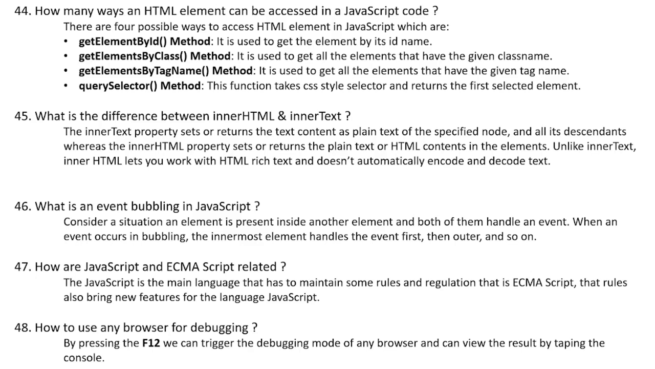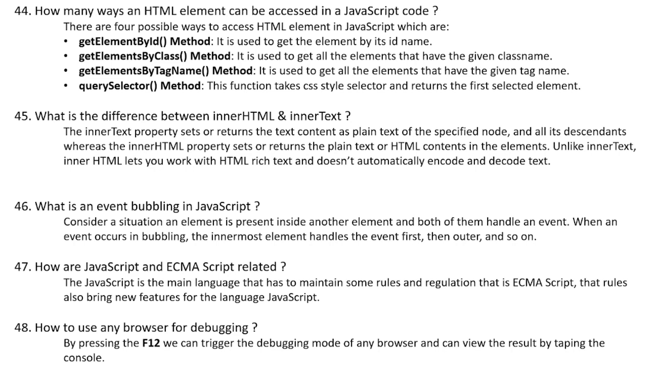Question 44. How many ways can an HTML element be accessed in JavaScript code? Answer. There are 4 possible ways to access an HTML element in JavaScript, which are: getElementById method. It is used to get the element by its id name. getElementsByClassName method. It is used to get all the elements that have the given class name.